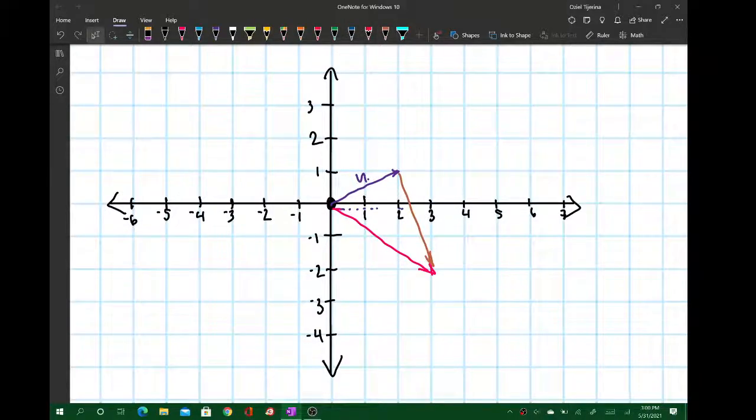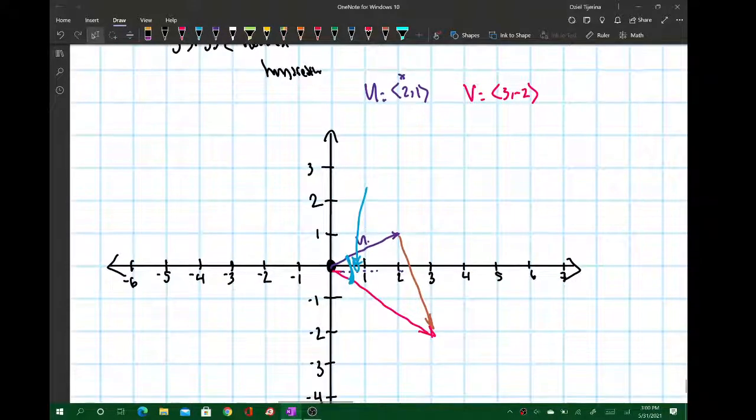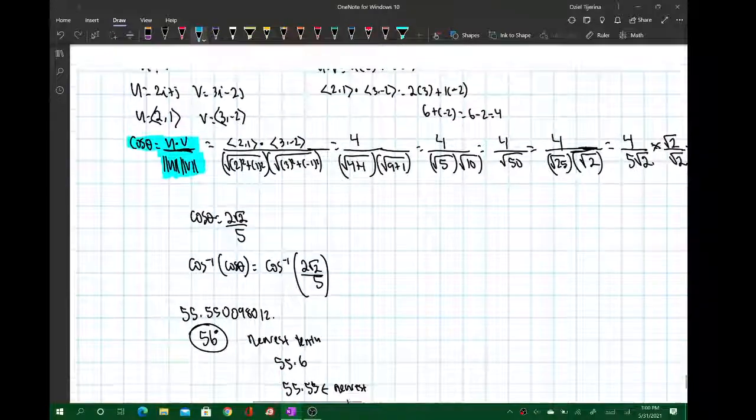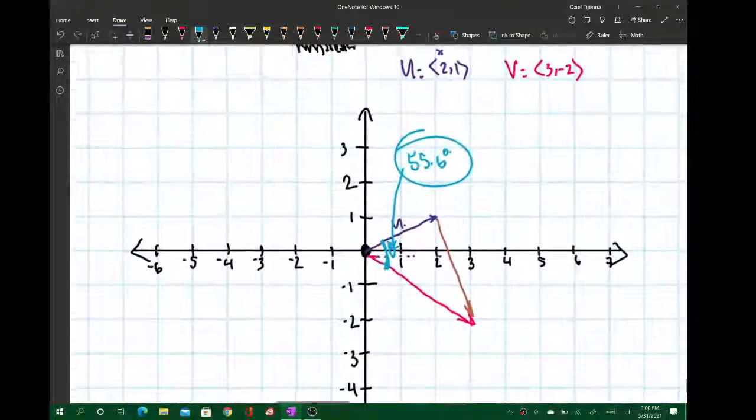What matters is that you find the angle between two vectors. So the angle between these two vectors would be this one here, angle theta. And that's how this would look in the graph representation. Theta we found was 55.6 degrees. So that's really all this means, this is why we do dot product and everything like that, to find the angle between two vectors.